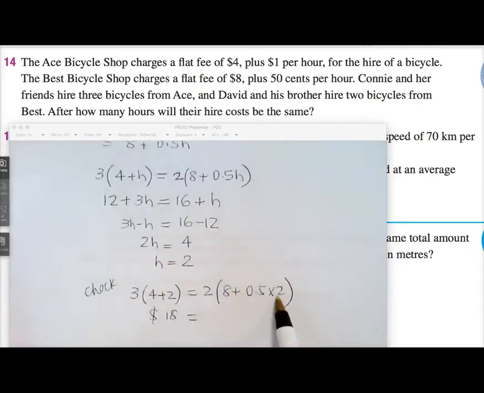What's 8 plus a half times 2? What's 8 plus what? What's a half times 2? 8 plus 1 is 9. 9 times 2?